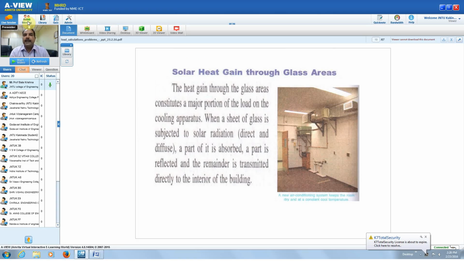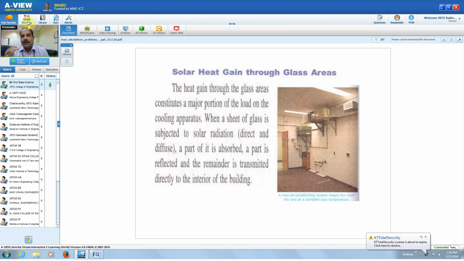Then the heat gain through the glass areas. The heat gain through the glass areas constitutes a major portion of the load on the cooling apparatus. When a sheet of glass is subjected to the solar radiation, a part of it is absorbed, a part is reflected, and the remainder is transmitted directly to the interior of the building.